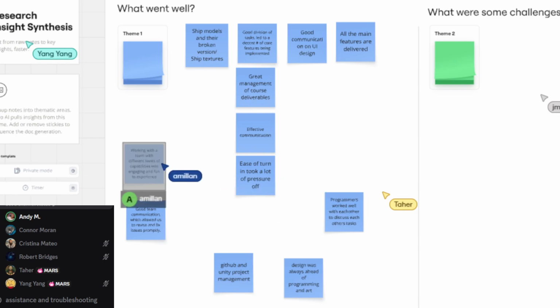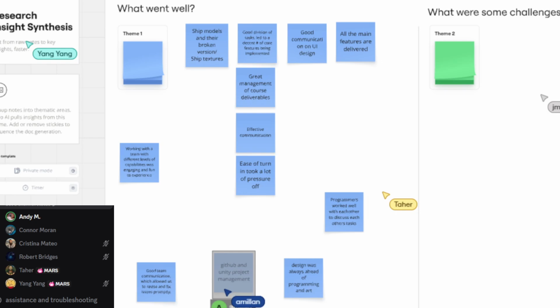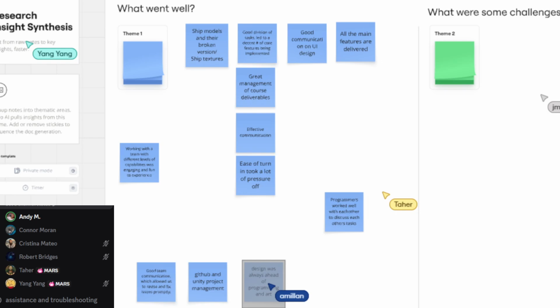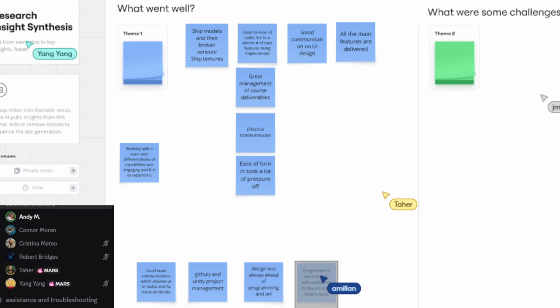Working with the team, I wrote this one myself. Working with the team with different levels of capabilities was engaging and fun to experience. I think it's always a learning lesson to form a team. It's not always easy, but I think that the team was very willing to work with each other and help people learn and teach from each expertise.